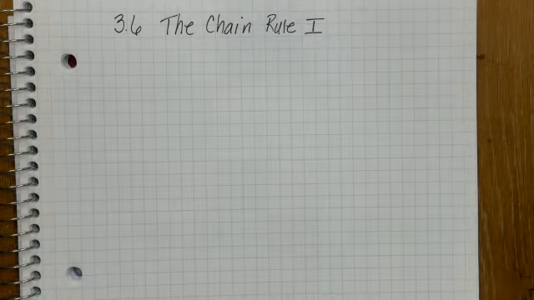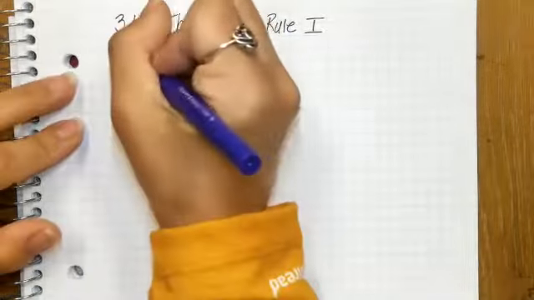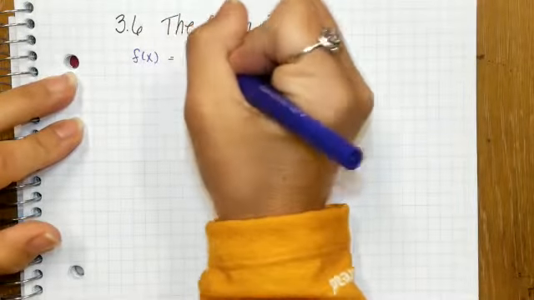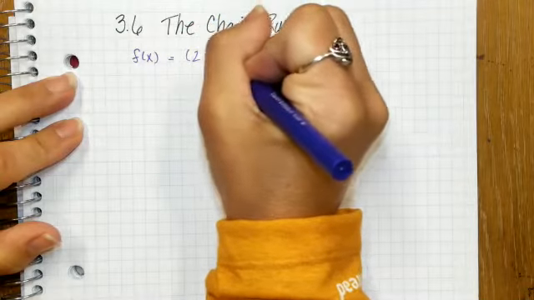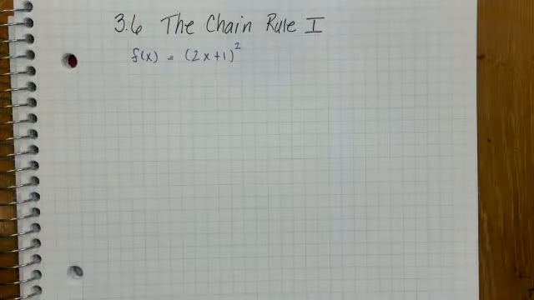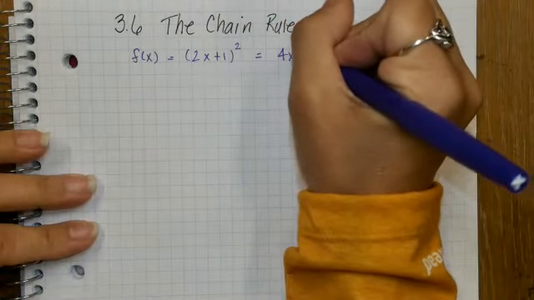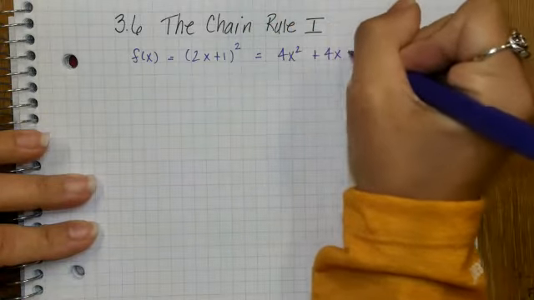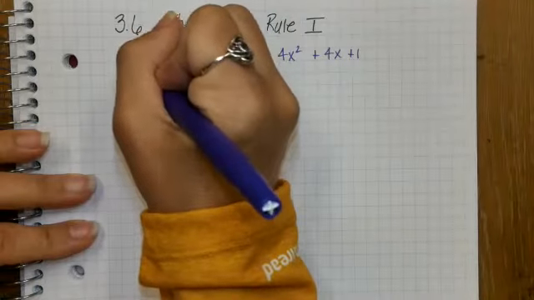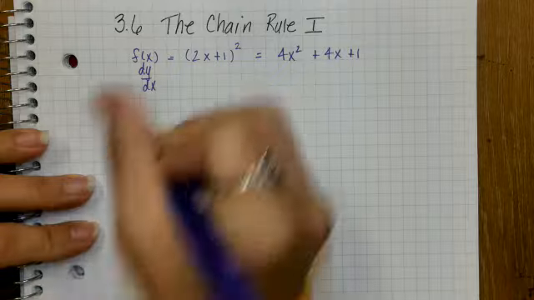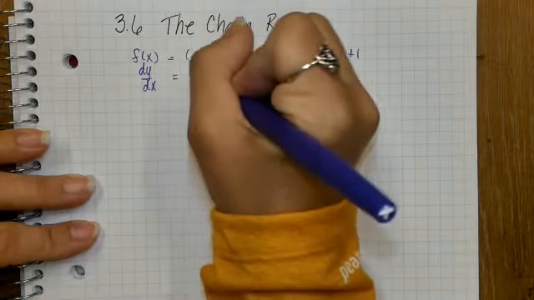Previously, when you were given a problem such as f of x equals 2x plus 1 squared, it wasn't that bad. Multiply it out, and then you would find the derivative from there. So if we multiply this out, we would get 4x squared plus 4x plus 1, and we would say that dy dx, f prime of x, is equal to 8x plus 4.